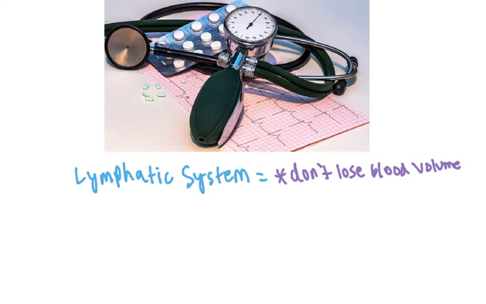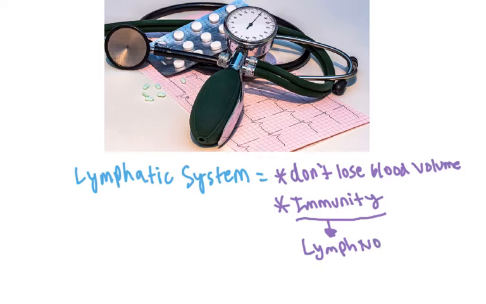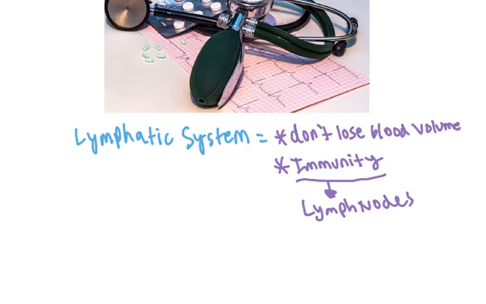And another important function of the lymphatic system is that it plays a role in immunity. All right, so it's not only good in reabsorbing fluids back into the blood and putting it back into circulation, it's also good in immunity. And one reason it's good for immunity is because we have lymph nodes all over our body that are part of our lymphatic system. And this is where most of our cell-mediated and humoral response occurs, which we'll talk about more in the immune system videos.